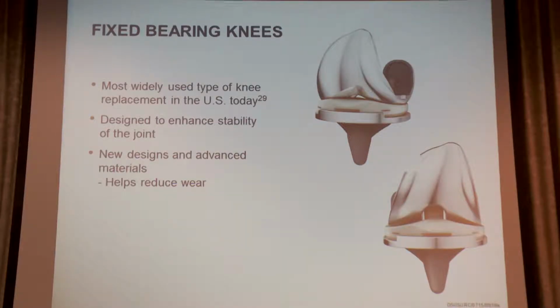Fixed bearing knees are the knees that we typically use in the US. It's the most widely used knee, and that means that this bearing platform, this polyethylene here, doesn't pivot. There are some companies that make a pivot knee, but it really hasn't been shown to increase survival, increase patient satisfaction, or increase really anything except for cost.